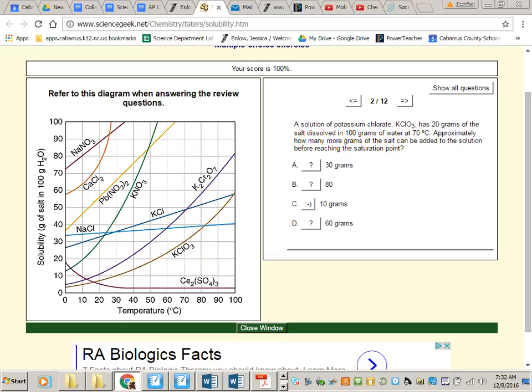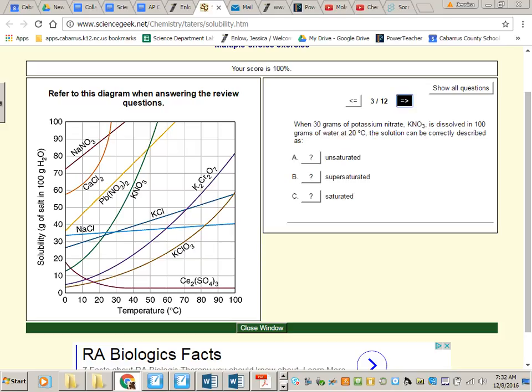All right, next. When 30 grams of potassium nitrate is dissolved in 100 grams of water, the solution can be correctly described as... so you're looking at potassium nitrate at what temperature? Potassium nitrate at 20 degrees Celsius, and how much can dissolve? It happens to be 30 again, so it's easier to see on your screen than my screen. So 30 can dissolve, and we put 30 in there, so what do we have?